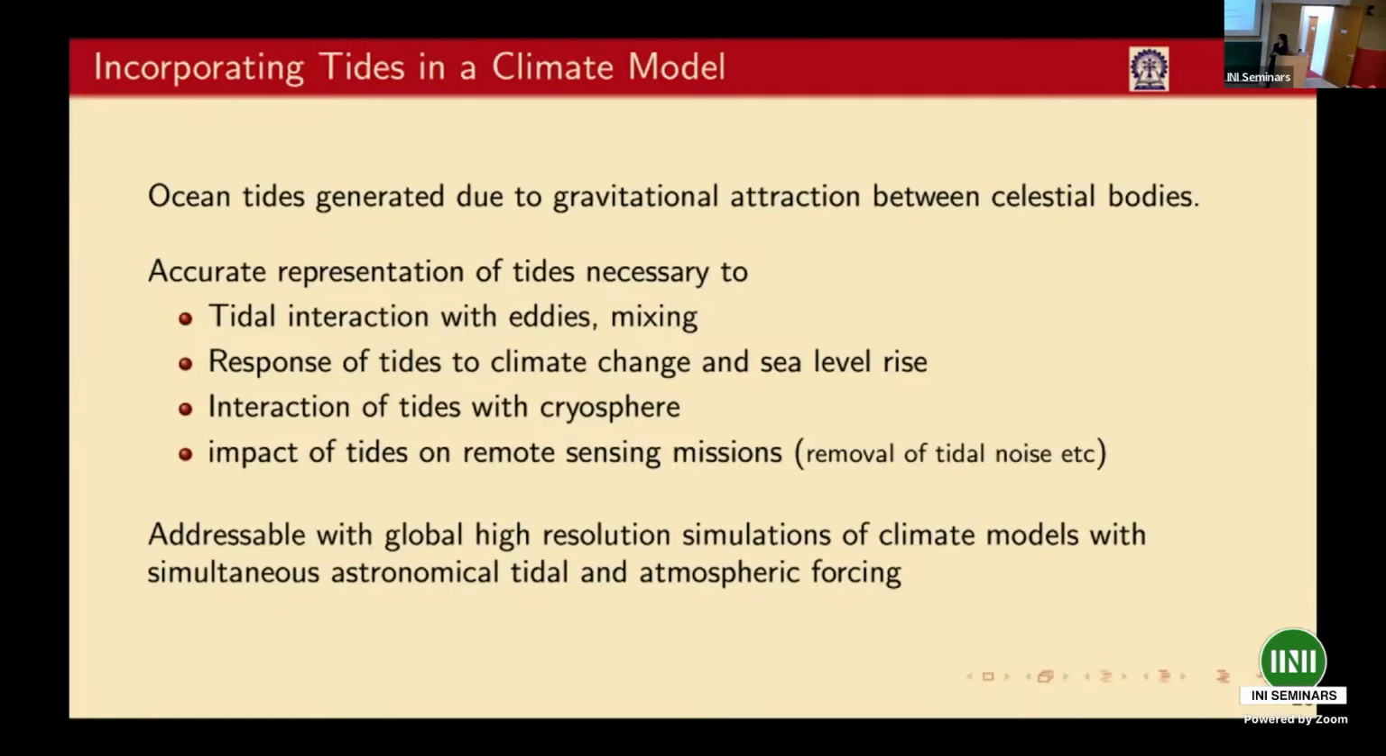So far, mostly the tidal models that were looked at were kind of 1D models, separate from the ocean models. But what we did is we included the astronomical tidal forcing directly within the ocean model.